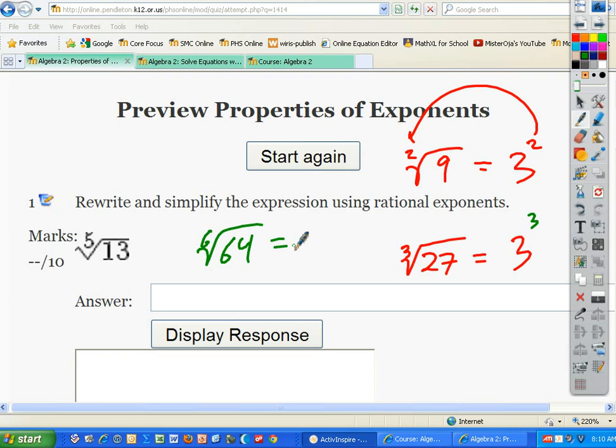If I do something like the 6th root of 64, what to the 6th is 64? 2. Yeah. Okay. See how that works? All right. So that's what this is.